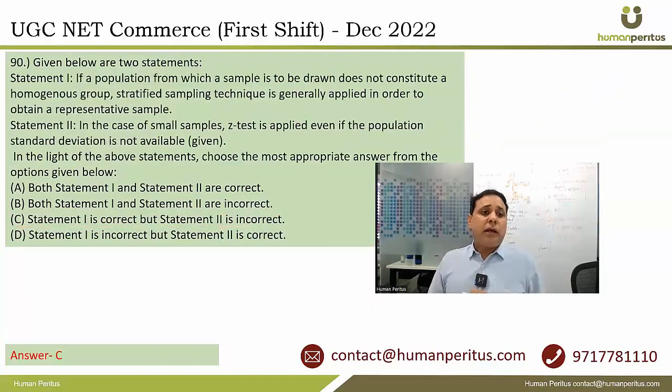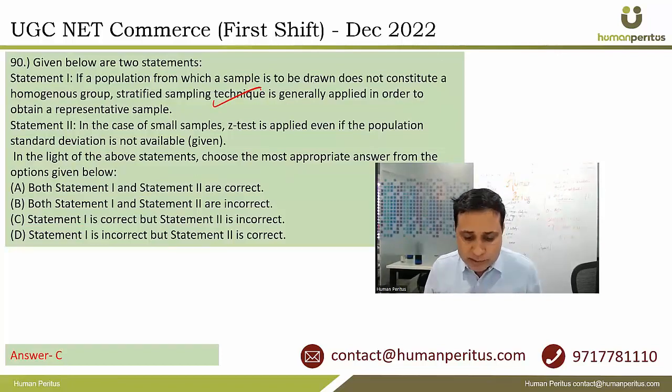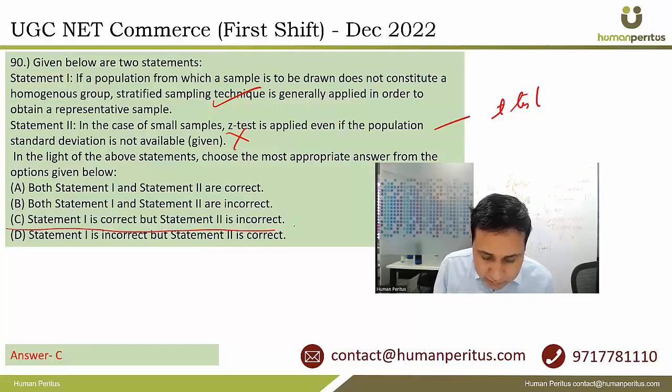Next one. If a population from which a sample is drawn doesn't constitute a homogeneous group, stratified sampling can be used. This is right. बिल्कुल ठीक है. In case of a small sample, Z test is applied even when population standard deviation is not given. So guys, अगर population का standard deviation नहीं दिया तो तुम Z test कर ही नहीं सकते, तुम्हें इसकी जगह T test करना होगा. Therefore, statement 2 is incorrect and therefore the correct answer is C.